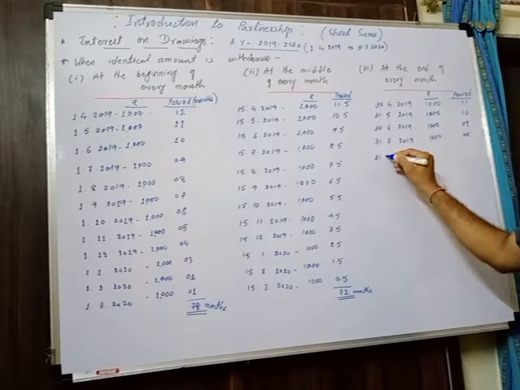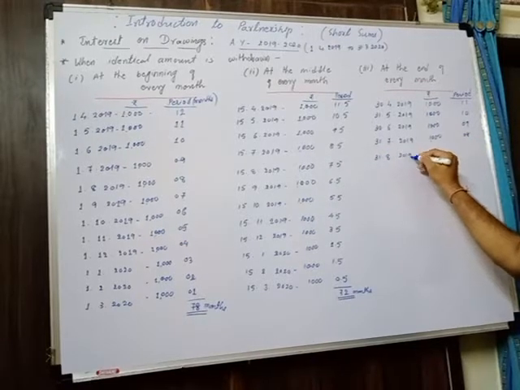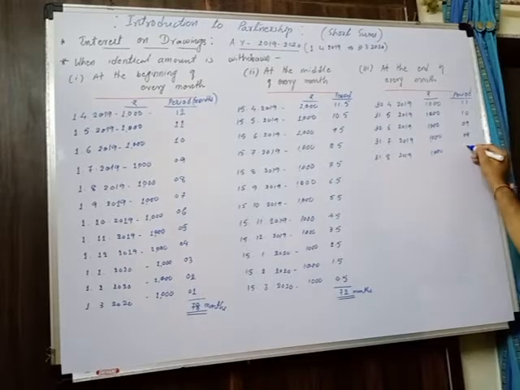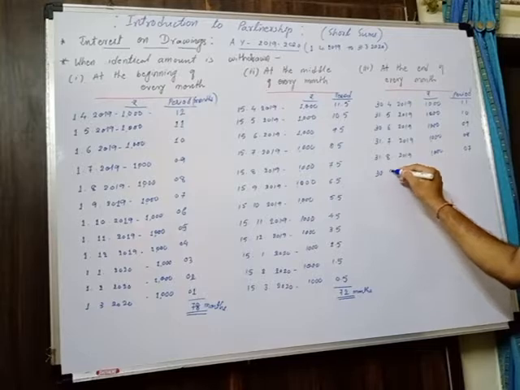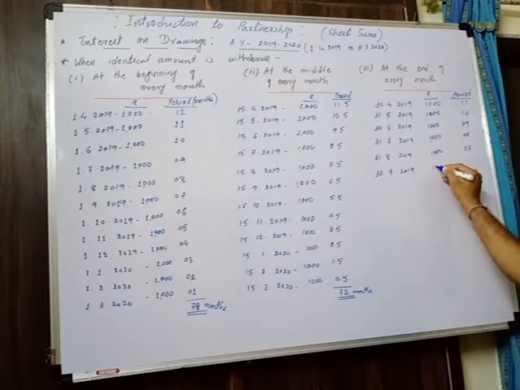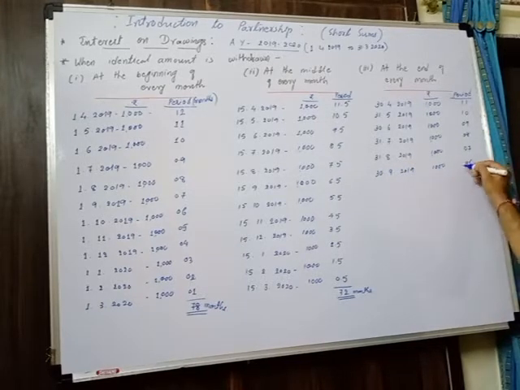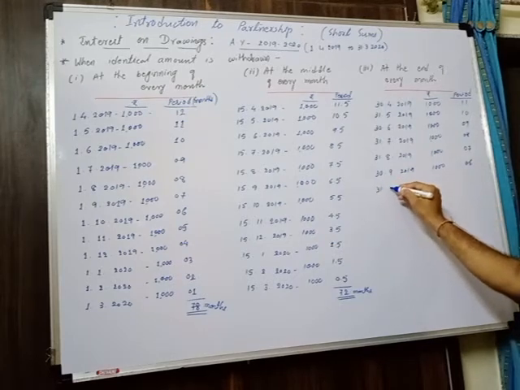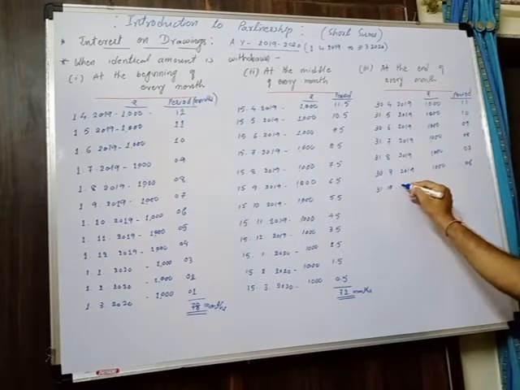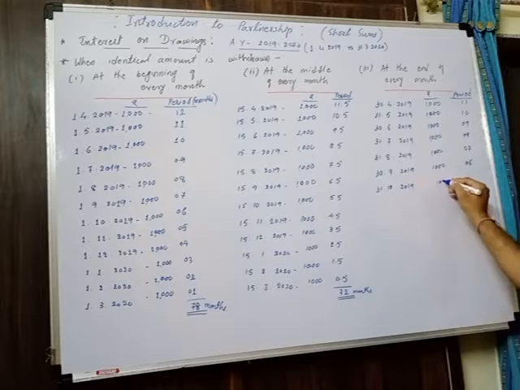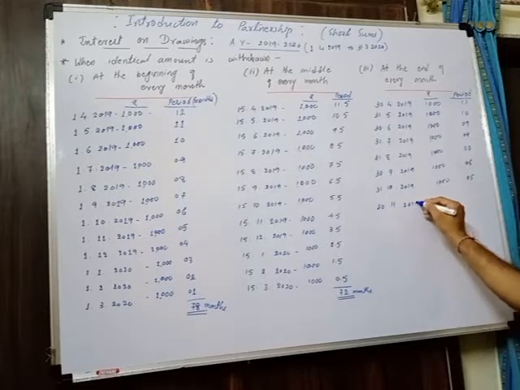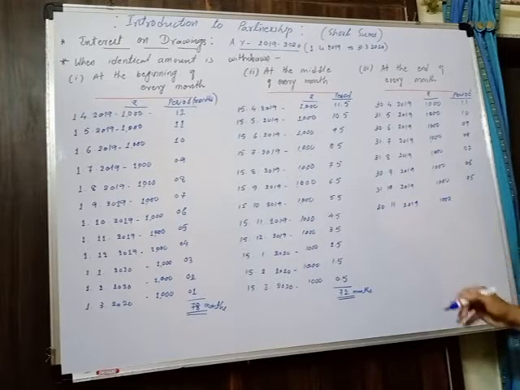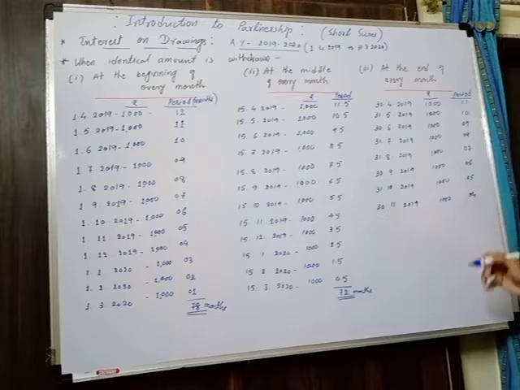Then next period will be 31/8/2019, 1000, which is for how many months period? 7 months period. Then next will be 30/9/2019, 1000, which is for 6 months period. Then next will be 31/10/2019, 1000, the period will be taken as 5 months. Then 30/11/2019, 1000, the period will be taken as 4 months.